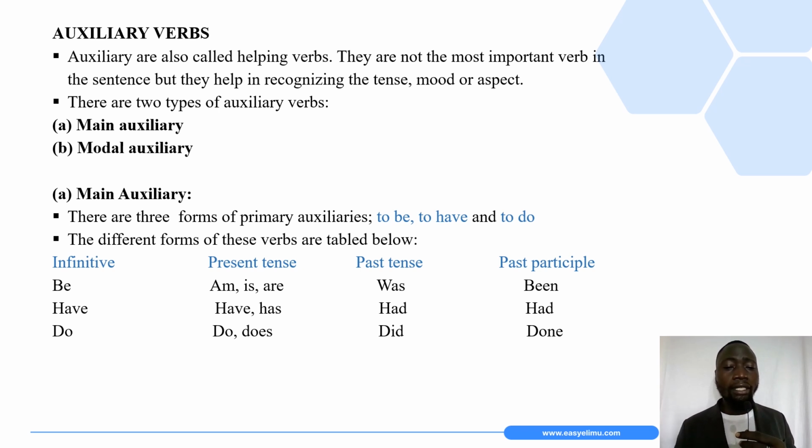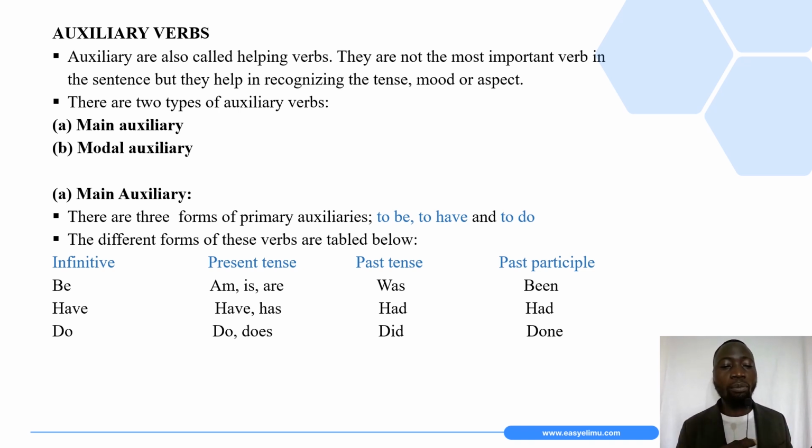Then in the second category, we have the tenses, that is the present tense, then past tense, and lastly, the past participle. So let us start by looking at the verbs that we have in the form to be. So in the present tense, we have am, is, are. Past tense, we have was and were. Then in past participle, we have been.